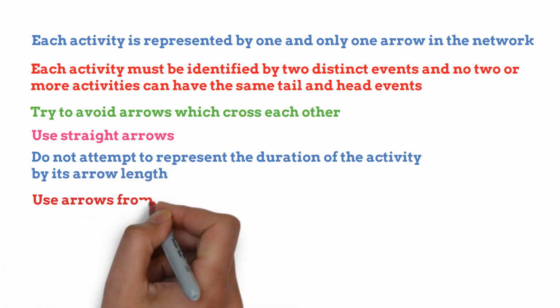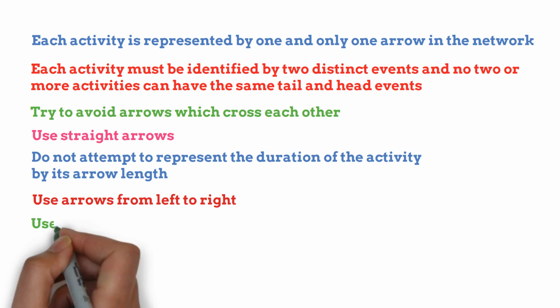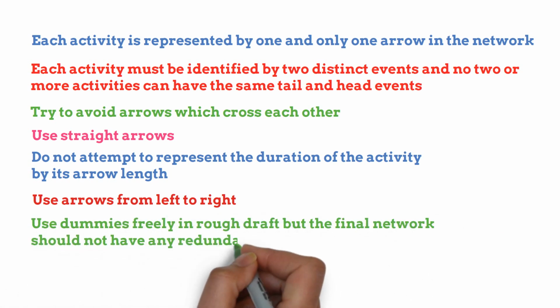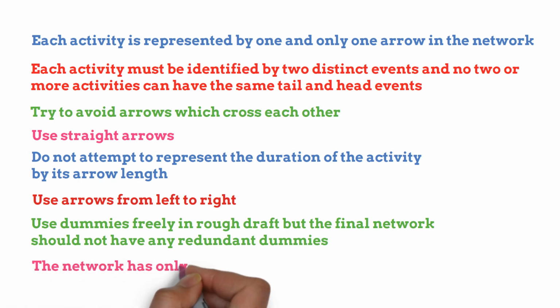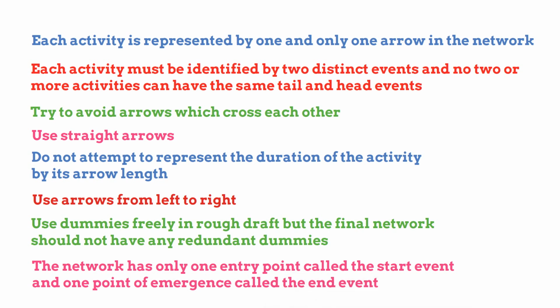Use arrows from left to right. Avoid mixing 2 directions, vertical and standing arrows may be used if necessary. Use dummies freely in rough draft but the final network should not have any redundant dummies. The network has only one entry point called the start event and one point of emergence called the end event.